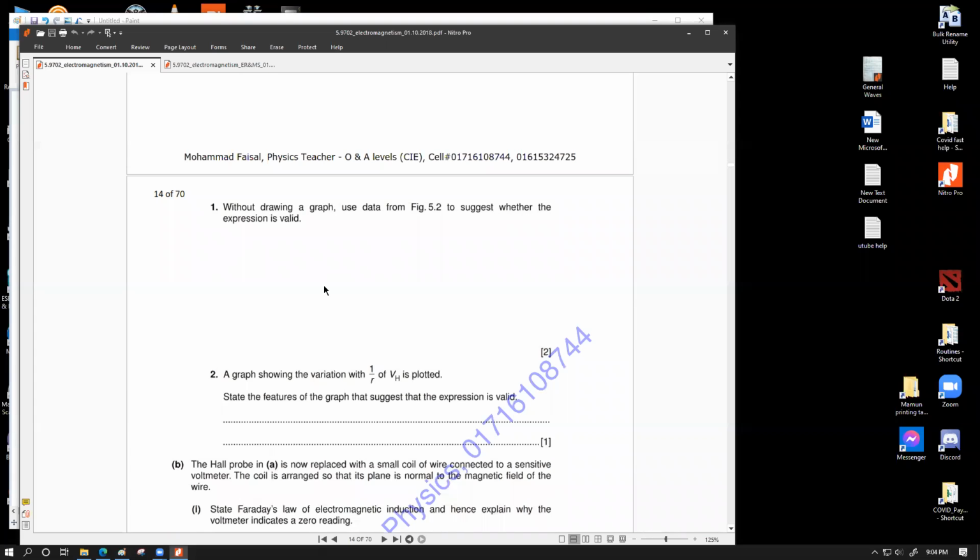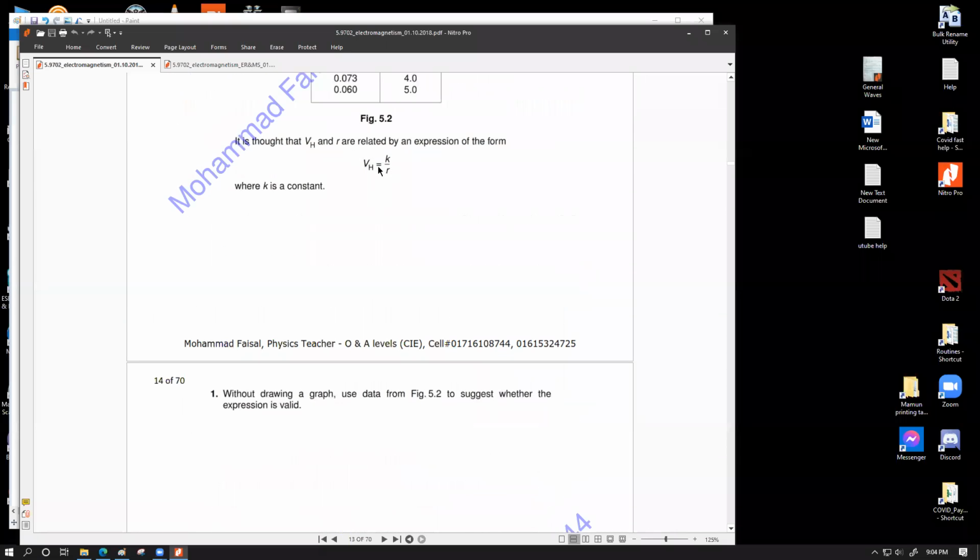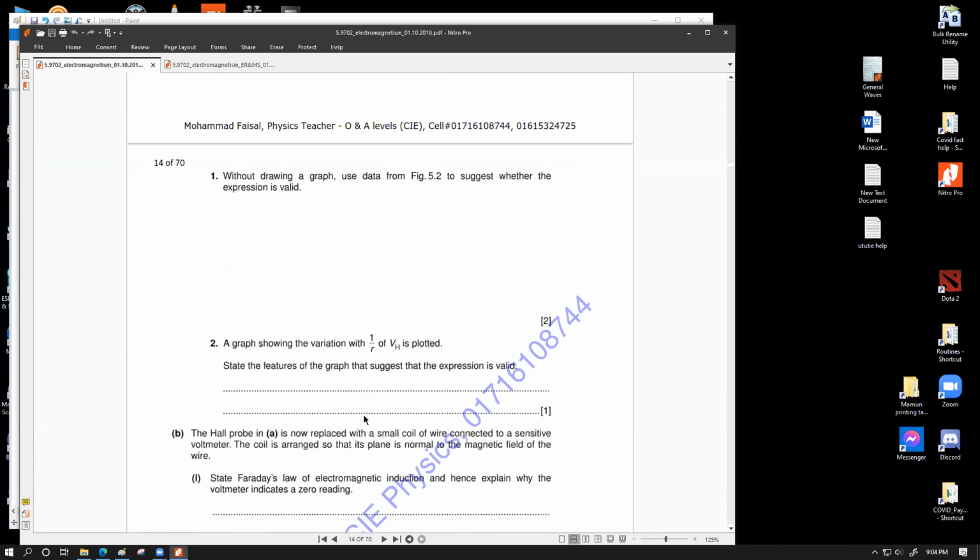Yes, sir. So just compare like 3 values of k. Exactly. You can go more than 3, but at least 3 is good. A graph showing the variation of 1 by r with VH is plotted. State the features of the graph that suggest that the expression is valid. That's pretty simple. If this relationship is valid, then VH plus 1 by r should be a straight line that passes through the origin. So you write the whole thing. It should be a straight line that passes through the origin.